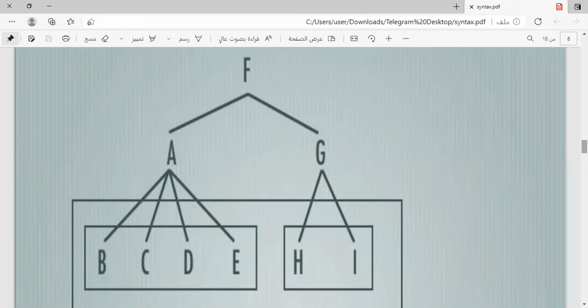We cannot say A and G are constituents of F because they are non-terminal nodes.